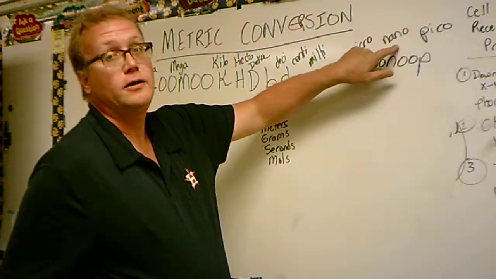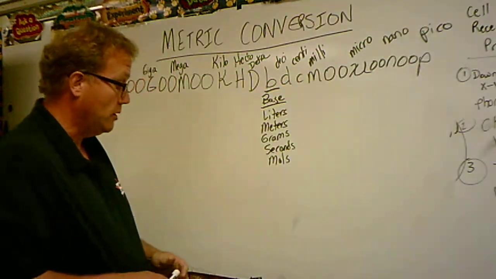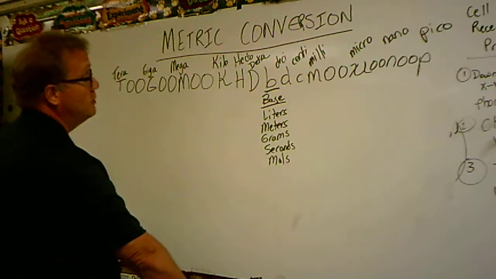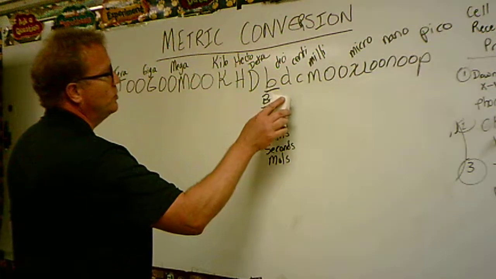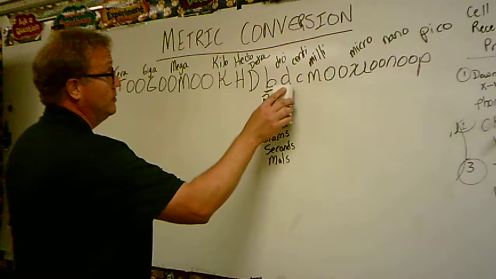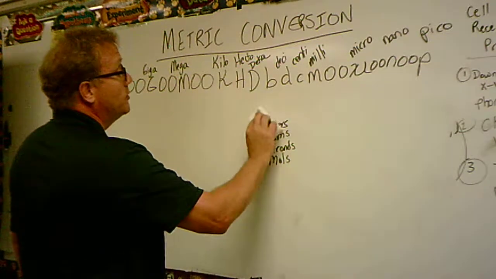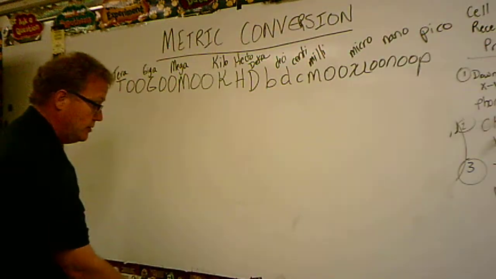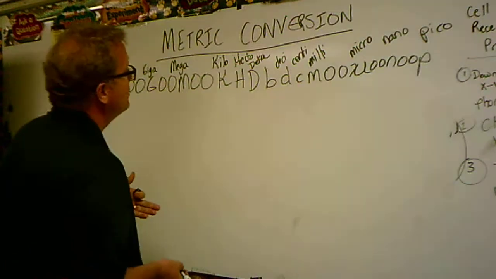We're using nanotechnology right now, which means very, very small. Pico is even smaller. Pico is actually used for measuring atoms and things like that, because it's a useful unit. I'm going to go ahead and erase this. Let's go ahead and start using metric conversion with this.